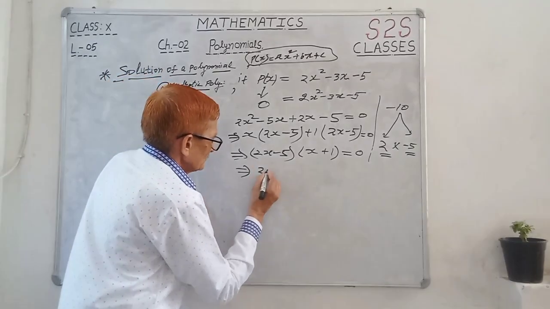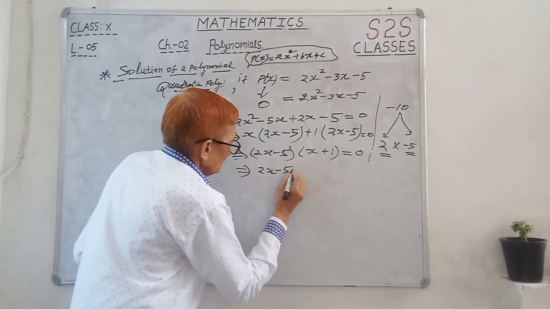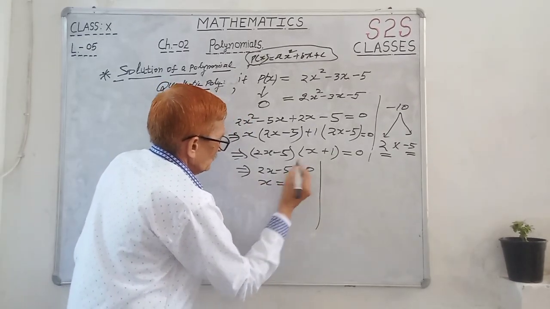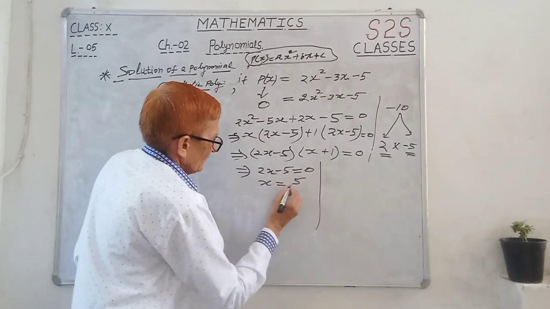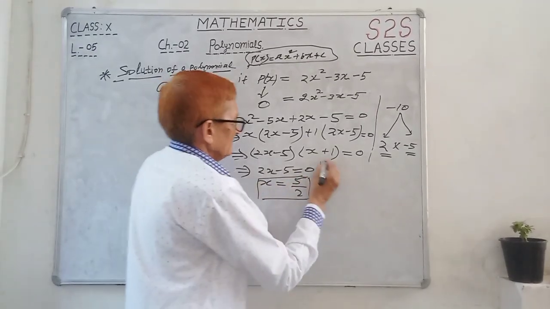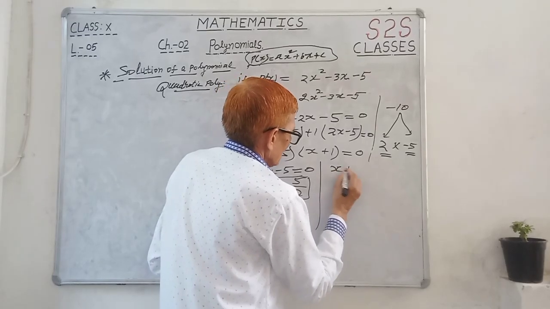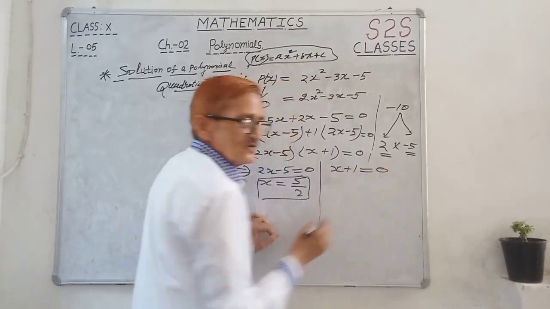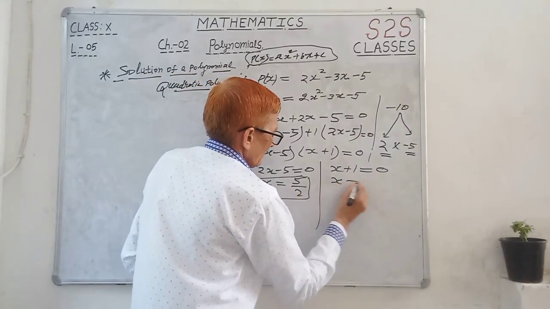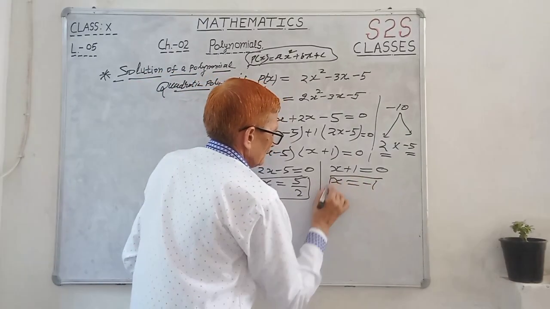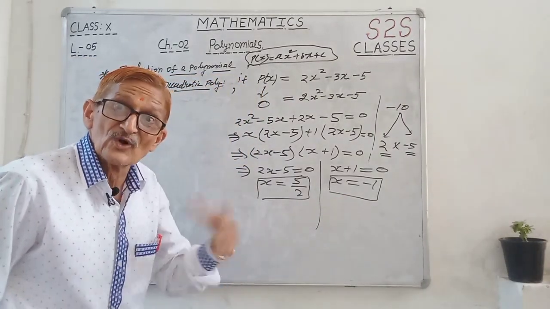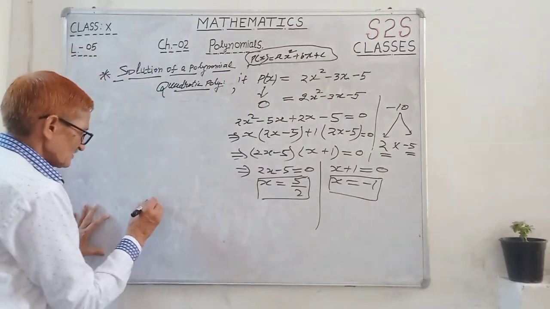So put 0 for both. 2x minus 5 is equal to 0, and then x is equal to plus 5, taking it to that side, and divide by 2. Simplify this. And then the second factor, x plus 1, put equal to 0, and then find x. Then x is equal to minus 1. So these are the two values of x. So these are the two zeros.